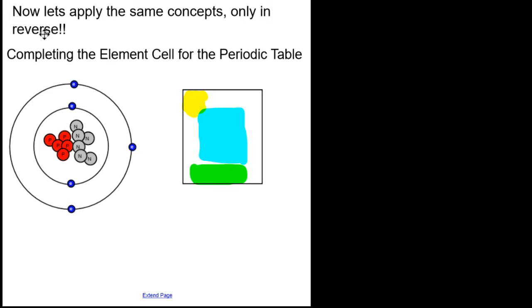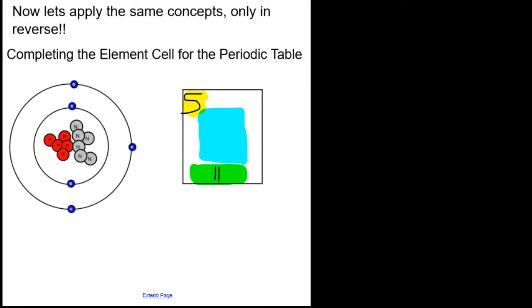Now let's apply the same concepts only in reverse. So we're going to complete the element cell for the periodic table based on the composition that we have of the Bohr diagram. So first of all, remember the atomic number was the number of protons. So if we count here, we've got 5. The atomic mass was equal to the number of protons plus neutrons. So if I count these up, I've got 5 and 6, so that's going to be 11.